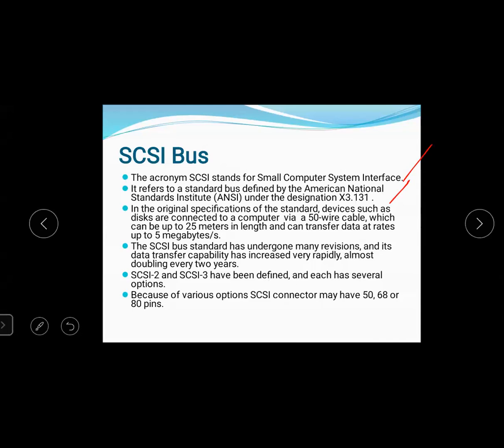The original specification of the standard is that devices such as disks and CDs are connected to a computer via a 50-wire cable which can be up to 25 meters in length and can transfer data at rates up to 5 megabytes per second.